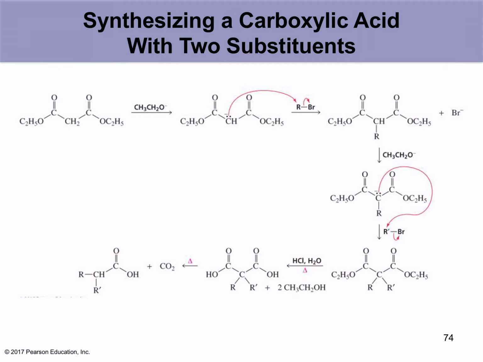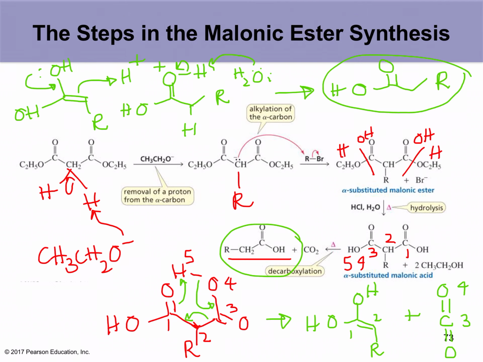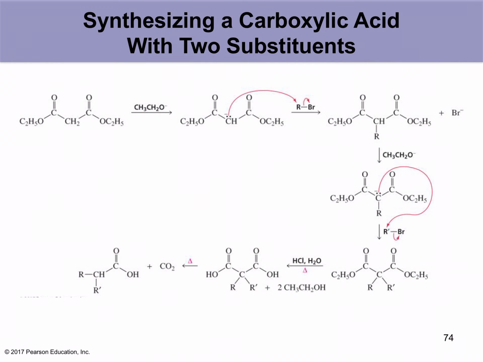Okay, now synthesizing a carboxylic acid with 2 substituents. In the previous one, we added only 1 alkyl group. Now remember, in the malonic ester, there are 2 hydrogens. If you lose 1 hydrogen and you attach it to an alkyl group, you have 1 alkyl group attached at the end. But if you want to add 2 alkyl groups, you can do that too, because there are 2 acidic hydrogens. Let's see how to do that.